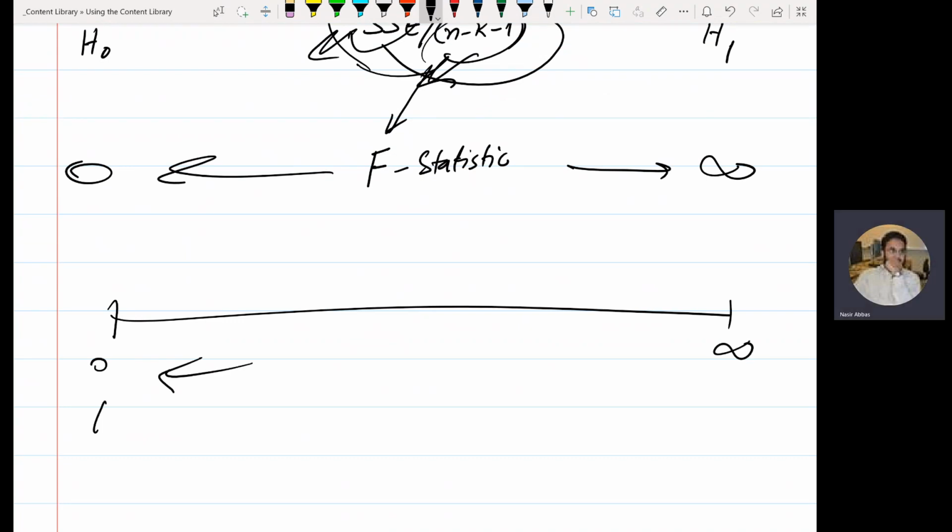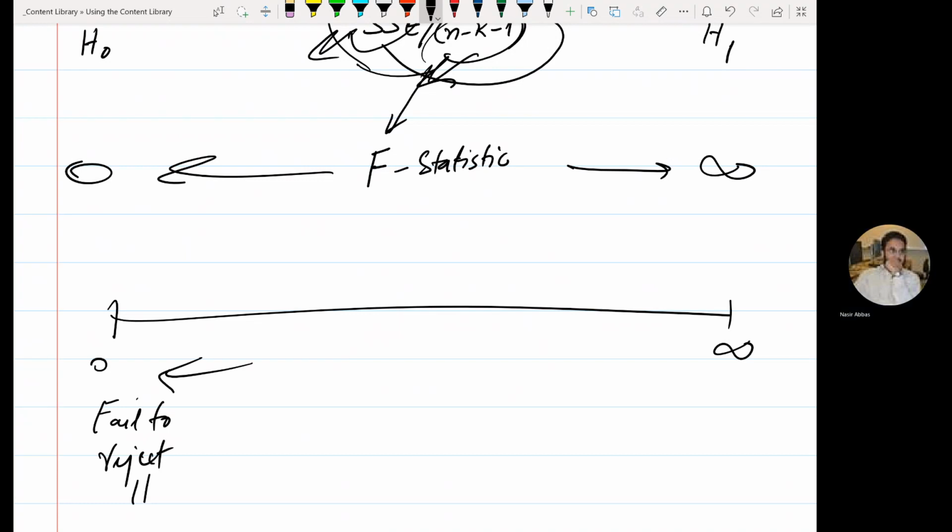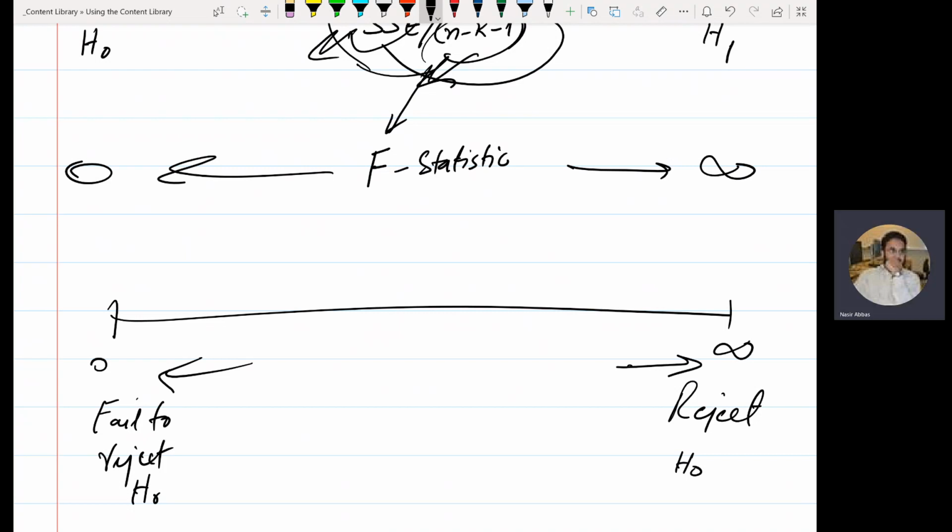Now, here is the scale of F. We are saying fail to reject H naught if the tendency of F is close to 0, and we are saying reject H naught if the tendency of F is towards infinity. Somewhere in between, there will be a cutoff point. If I'm beyond the cutoff point, I will reject it. If I'm before the cutoff point, I will not reject it. What is this cutoff point? We call in statistics this thing the critical value.